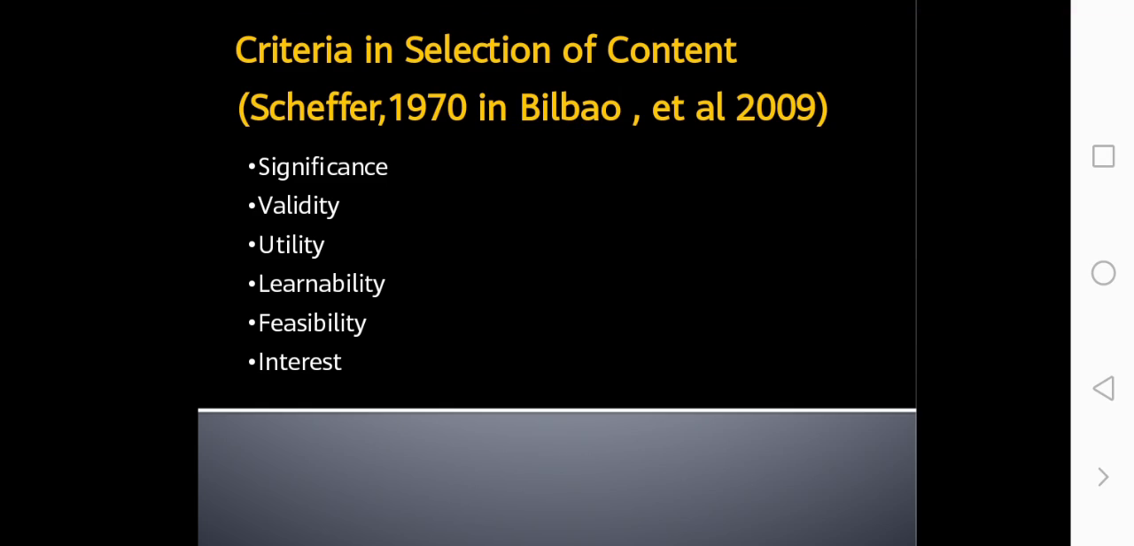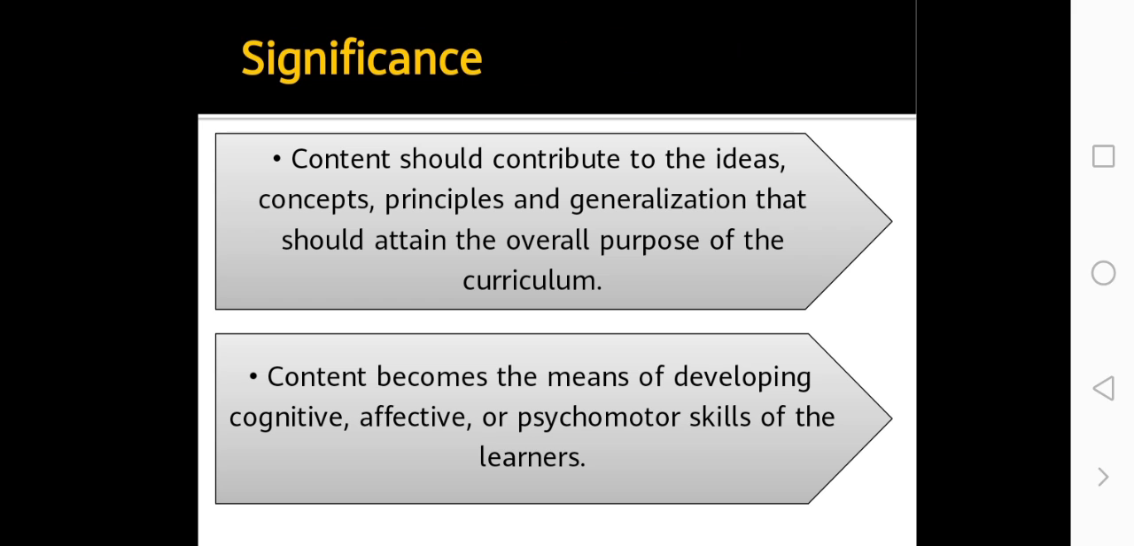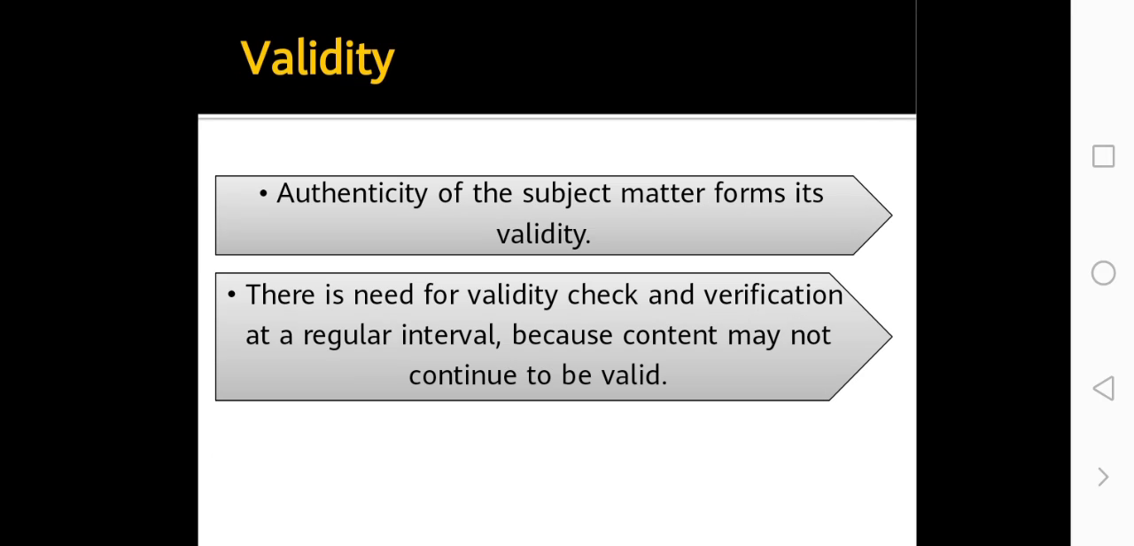Next is the criteria in the selection of content. There are some suggested criteria in the selection of knowledge of subject matter. First is significance. Content should contribute to ideas, concepts, principles, and generalizations that should attain the overall purpose of the curriculum. It is significant if content becomes the means of developing cognitive, affective, or psychomotor skills of the learner. As education is a way of preserving culture, content will be significant when this will address the cultural context of the learners. Second is validity.